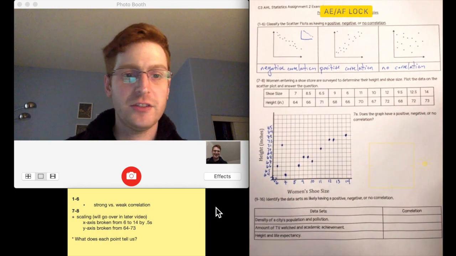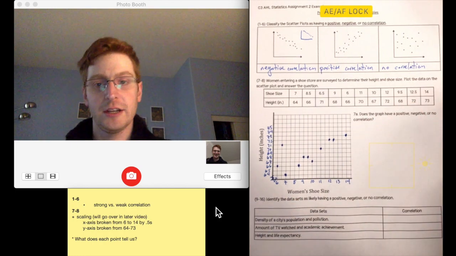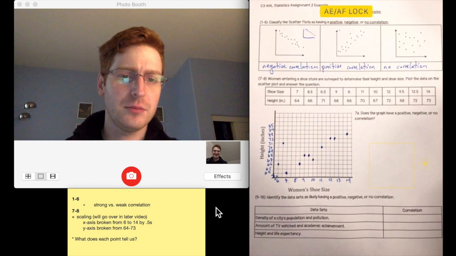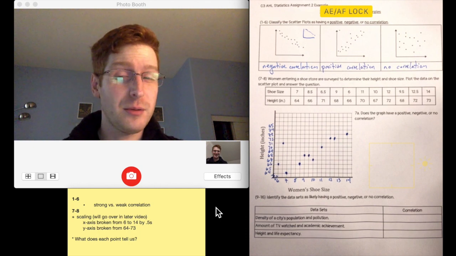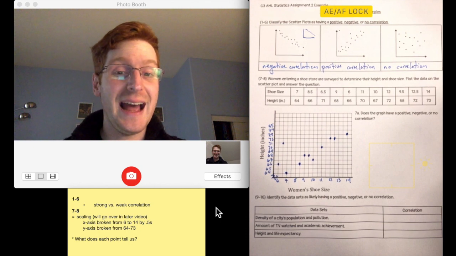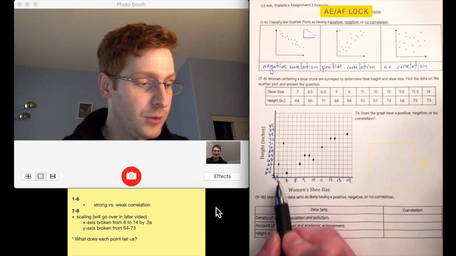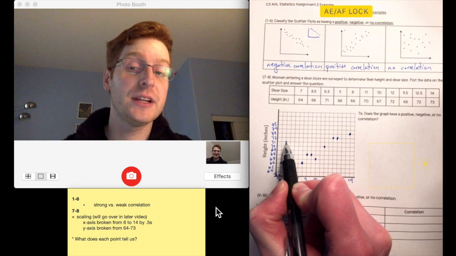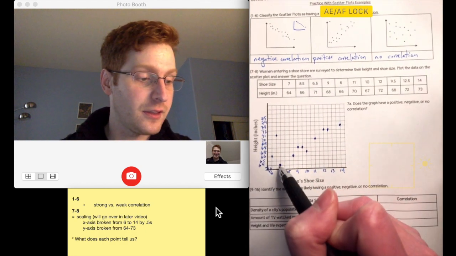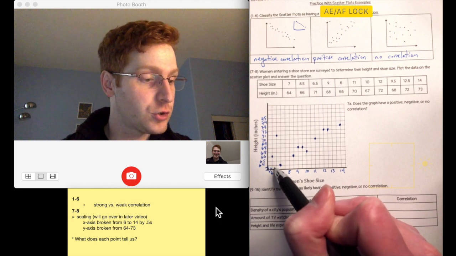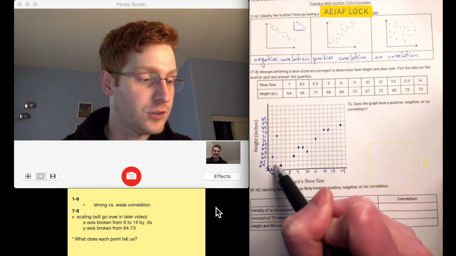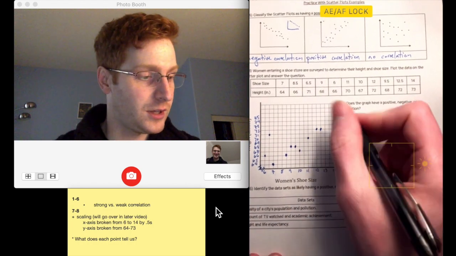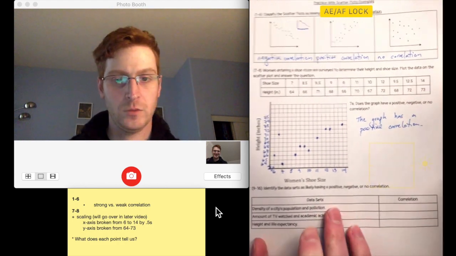The question is, does the graph have a positive, negative, or no correlation? If we just look at shoe size and height, you would think that there's probably a correlation because the taller someone is, they probably have bigger feet. That said, we might have outliers. So for example, we've got this outlier here where somebody has a 6.5 foot shoe size, but they're actually pretty tall. But the data does follow that the smaller the shoe size, the shorter the person is, where it starts to grow positively. So we could say that this has a positive correlation.